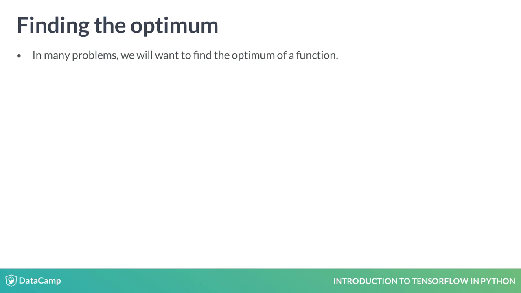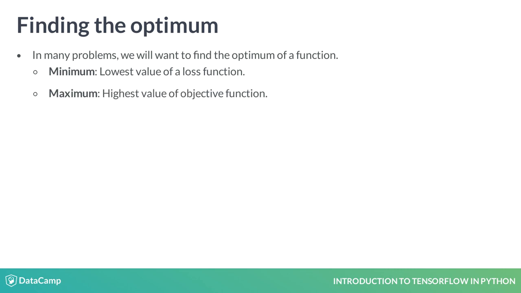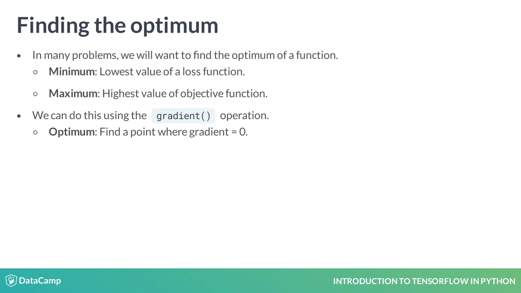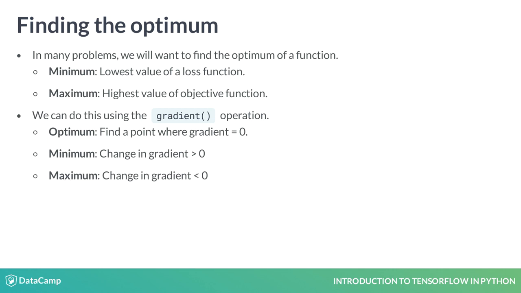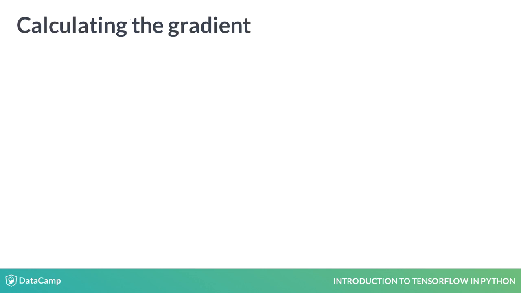You may, for instance, want to find the model parameters that minimize the loss function or maximize the objective function. Fortunately, we can do this using the gradient operation, which tells us the slope of a function at a point. We start this process by passing points to the gradient operation until we find one where the gradient is 0. Next, we check if the gradient is increasing or decreasing at that point. If it's increasing, we have a minimum. Otherwise, we have a maximum.